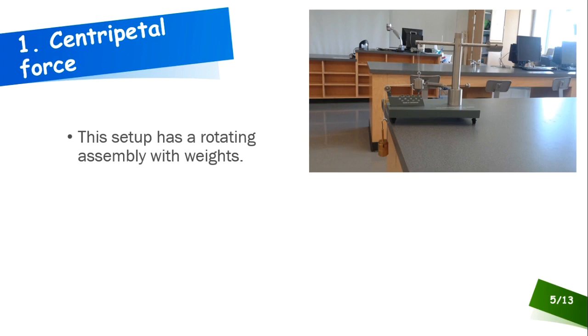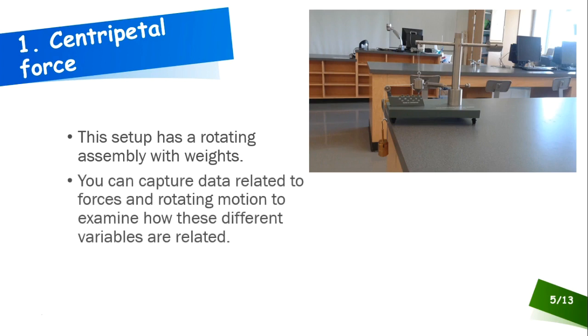So here's the first one, centripetal force. You can see the equipment that you'll be using there. You basically got a weight that you're going to be rotating around the central shaft there. And then there's another part where you're actually hanging weights and then using a spring to counterbalance it. And that's a second part of the experiment, and that's what you see pictured there in the picture. So you can capture data related to forces and rotating motion and examine how these different variables are related.